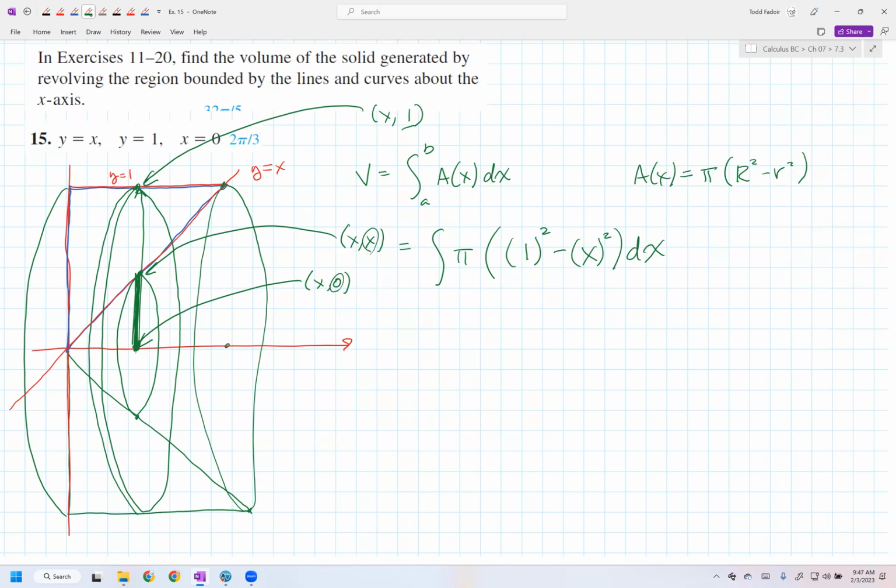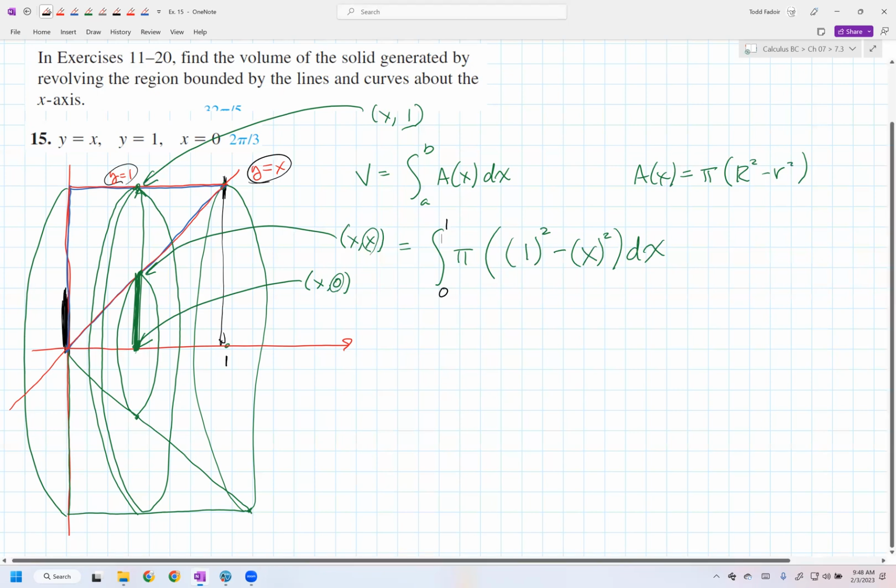And the last thing I need is my limits of integration. I had asked the question, what is the lowest x for our original region? That looks like a 0. The highest x for the original region, and this is the intersection of y equals 1 and y equals x, I think it's pretty clear that that far right-hand side of the region is 1. So I think the integral from 0 to 1 of pi times quantity 1 squared minus x squared dx is our expression. Let's finish this off.